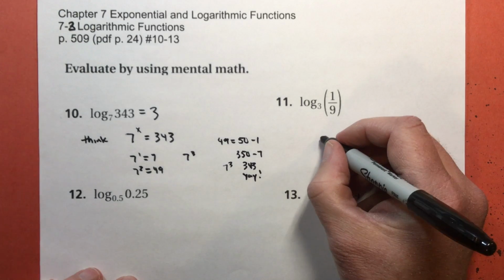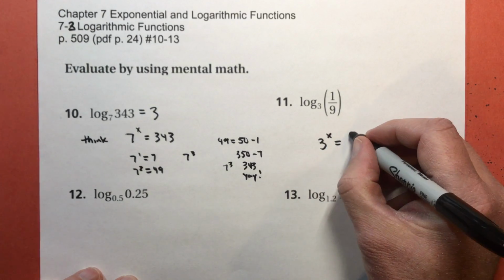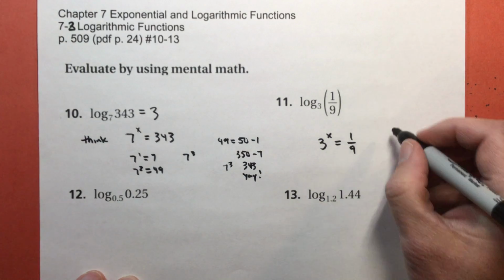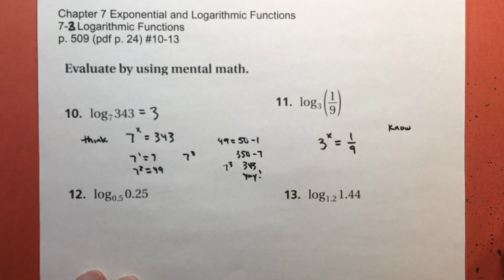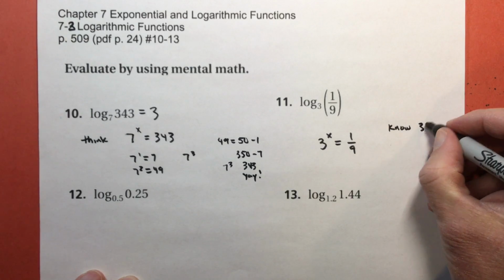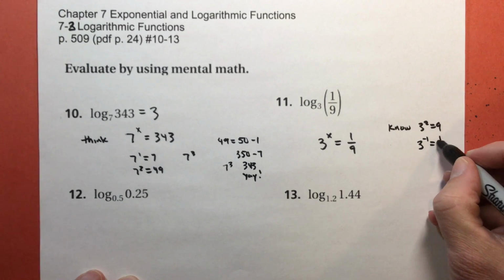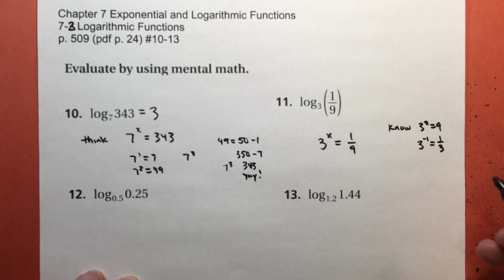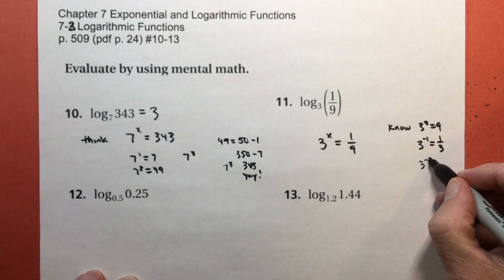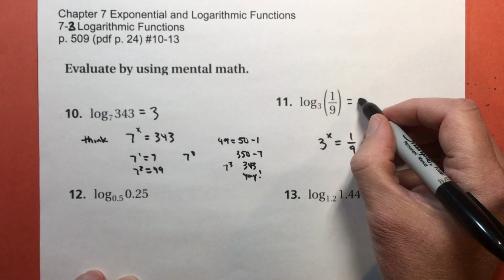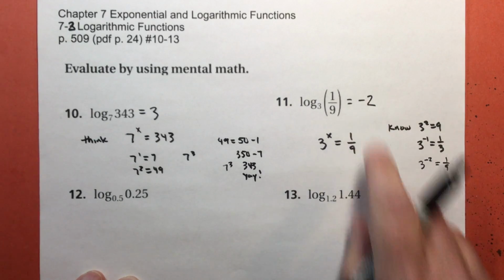Number 11, 3 to what power equals 1 over 9? There's two things happening here. Again, this is in my head. This is what I'm thinking. I'm not organizing it, I'm just showing you what I'm thinking, okay? I know that 3 squared equals 9, so that's useful. And I also know that 3 to the negative 1 power is the reciprocal of 3. So if I put these two together, 3 to the negative 2 power should be 1 over 9. And that's true. So this equals negative 2. The exponent is negative 2.